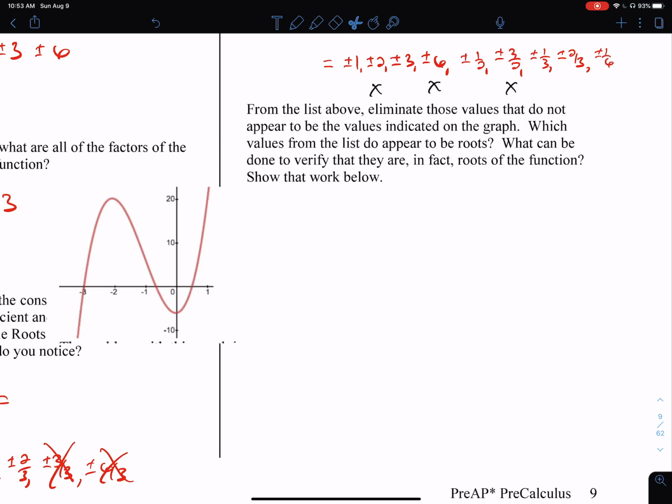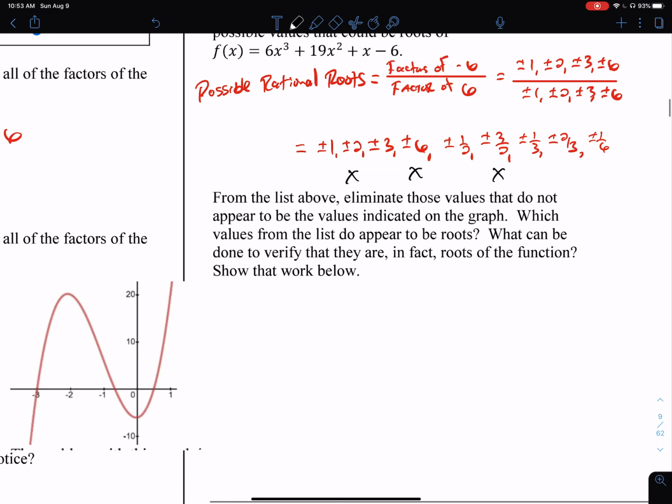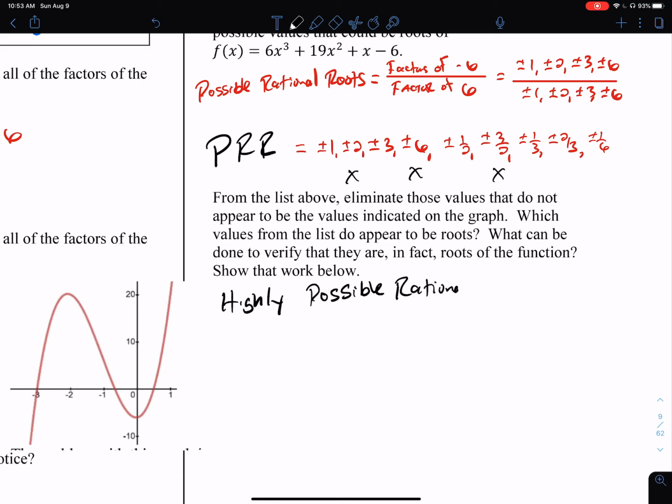There we go, now we can see it. So of these possible rational roots, we're going to abbreviate possible rational roots. We're going to make a list of highly possible rational roots. Definitely -3. Be shocked if it wasn't.